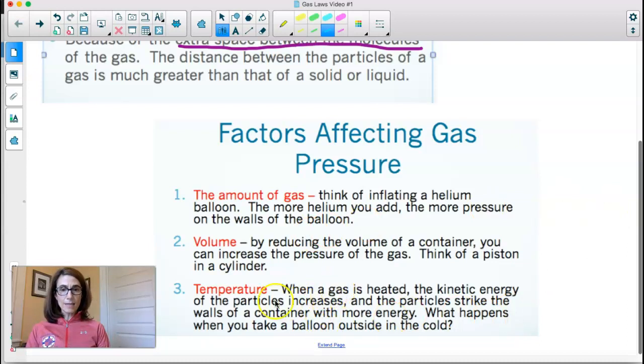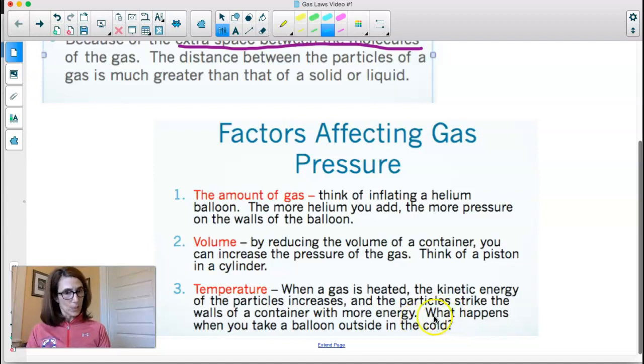Okay, and then lastly is temperature. So gases are largely affected by temperature increase and decrease, and that's because those gas molecules have a lot of kinetic energy and they're in constant motion. So when you increase temperature, you are also increasing the kinetic energy. And when you increase the kinetic energy of the gas particles, you're also increasing the pressure within a container. So the more times you can get those particles to strike or come in contact with the walls of the container, the greater the pressure will be.